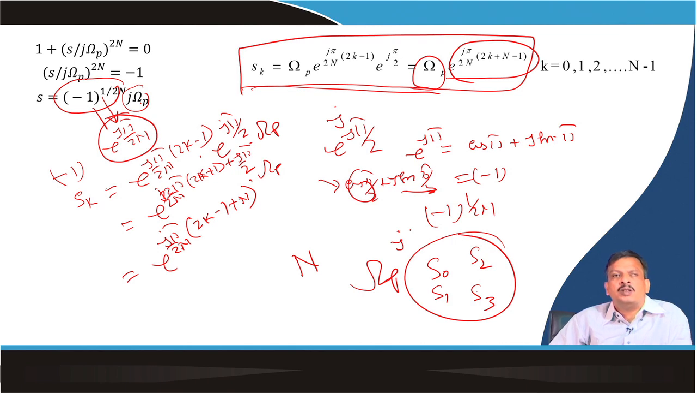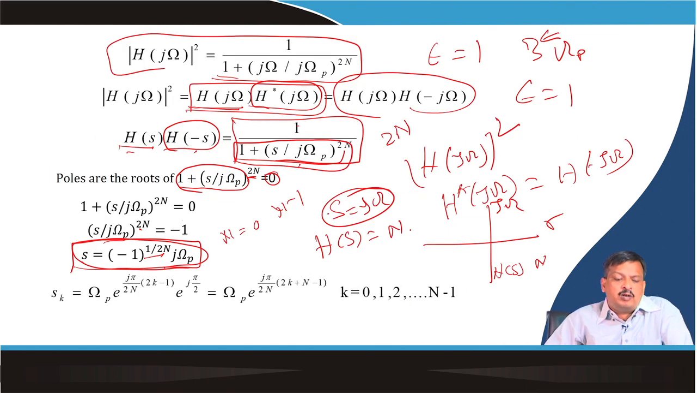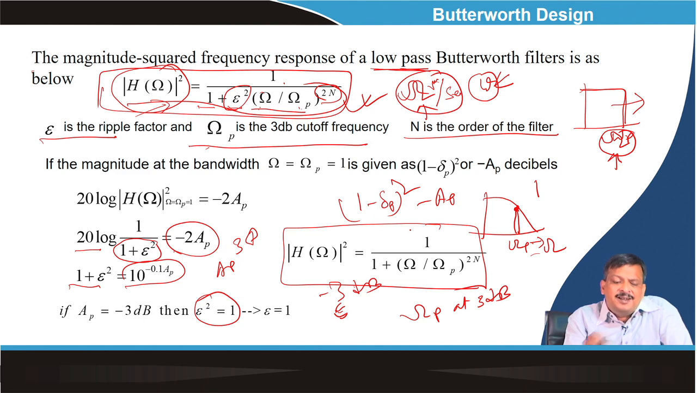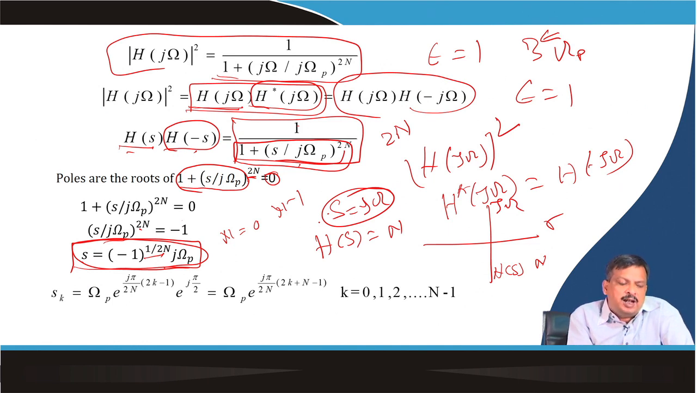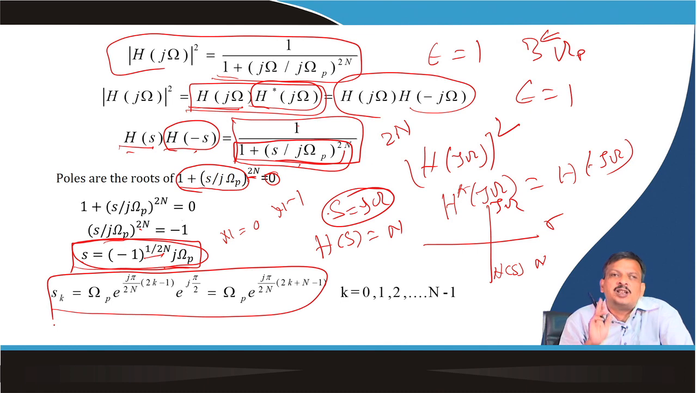So, when I design a Butterworth filter from the given specification, if omega p is defined at minus 3 dB, then I know epsilon is equal to 1. That means passband ripple is equal to 1. And once the passband ripple is equal to 1, I know how to define the pole position from this equation. This is the equation to define the pole position.